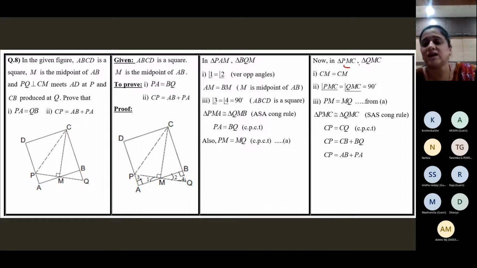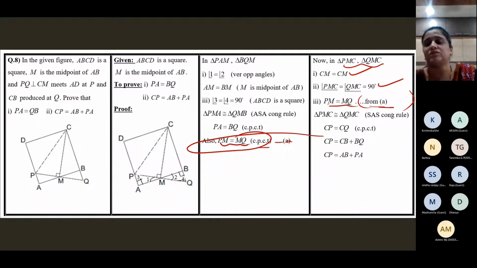So you'd have started like this. You'd have written this. You'd have written this. Then you want one more information, so you'll come back here and include this information, CPCT. You'll mark it here and then you'll write this. But if you don't have the place here, then you can write it here itself: PM is equal to MQ. Write the reason here itself.